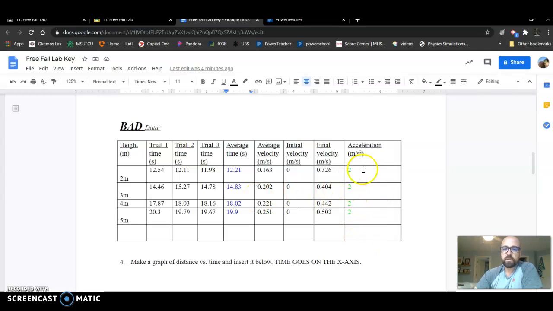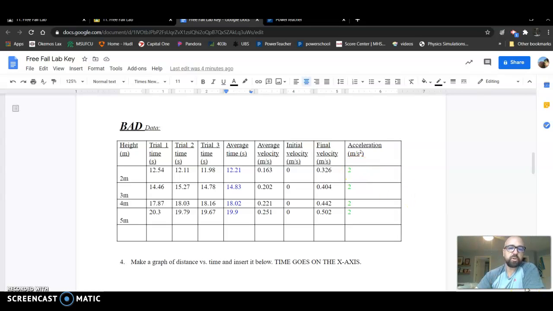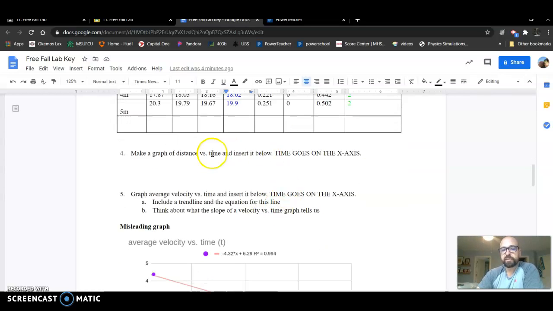And so those are the kind of things that you want to be able to be critical of your own data. And if you get weird data when you're doing an experiment, you should go back and repeat it so that you try to get better data, rather than just go with what you got, because that definitely affected what you did when you made graphs.